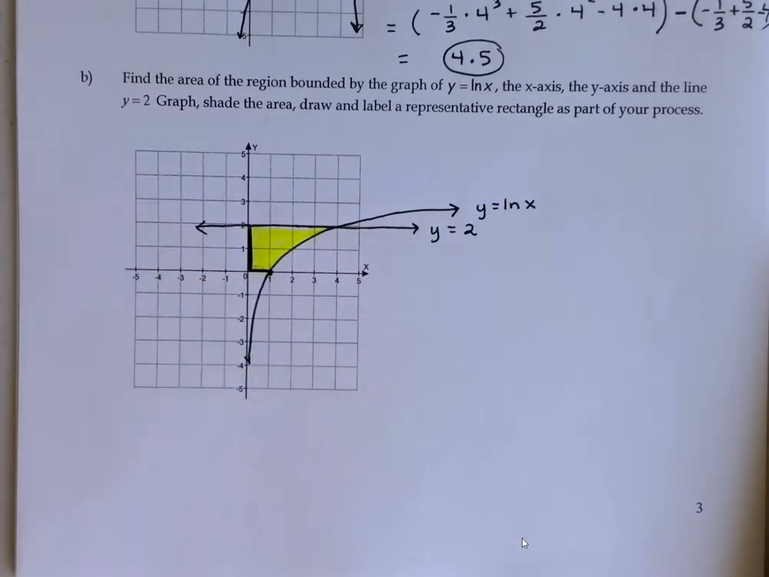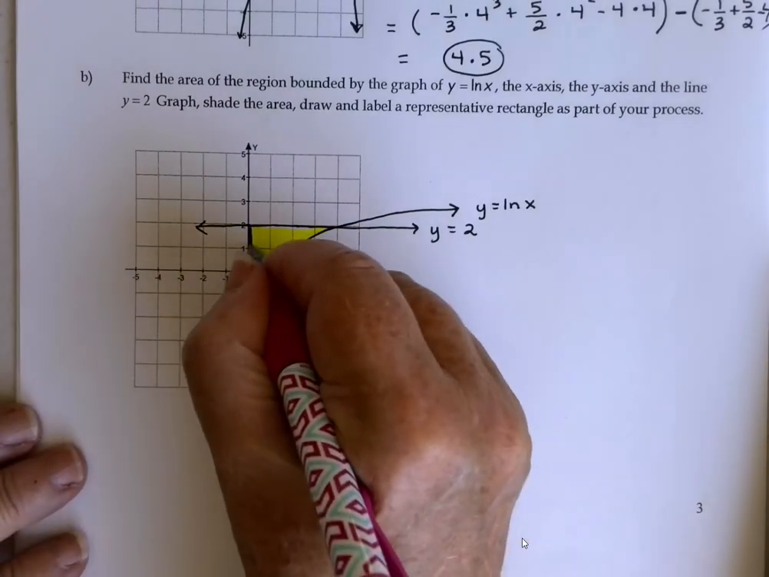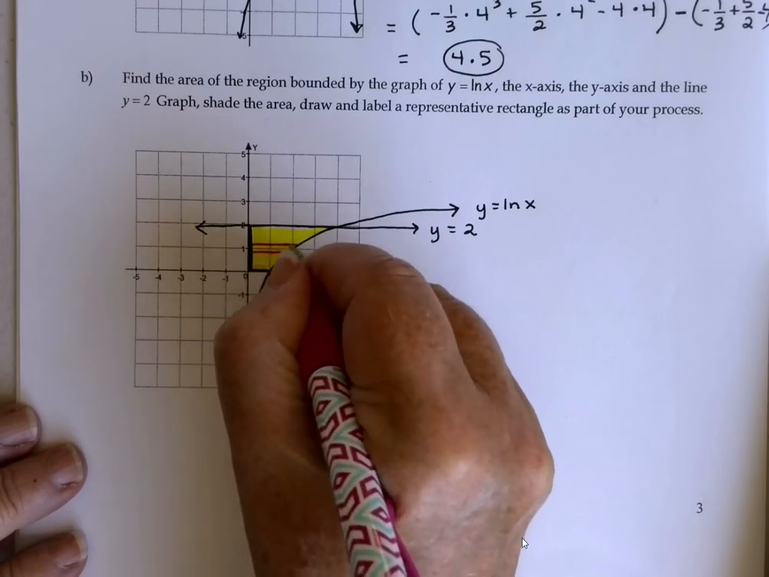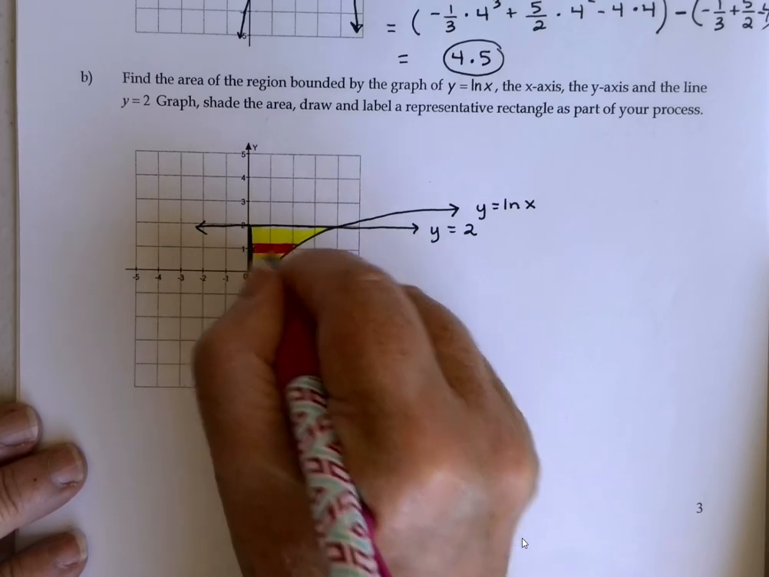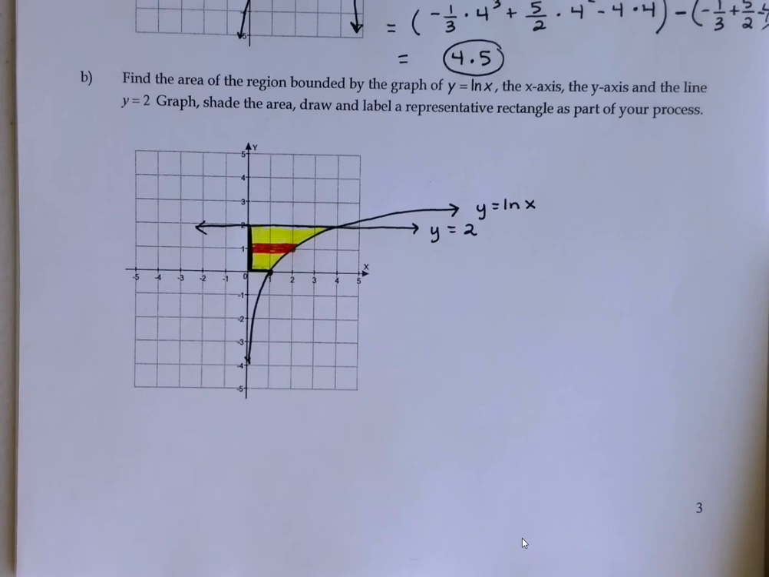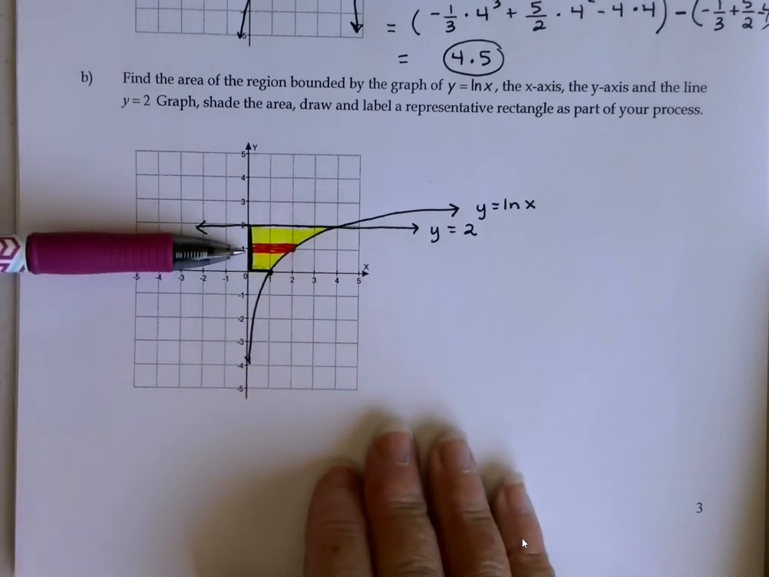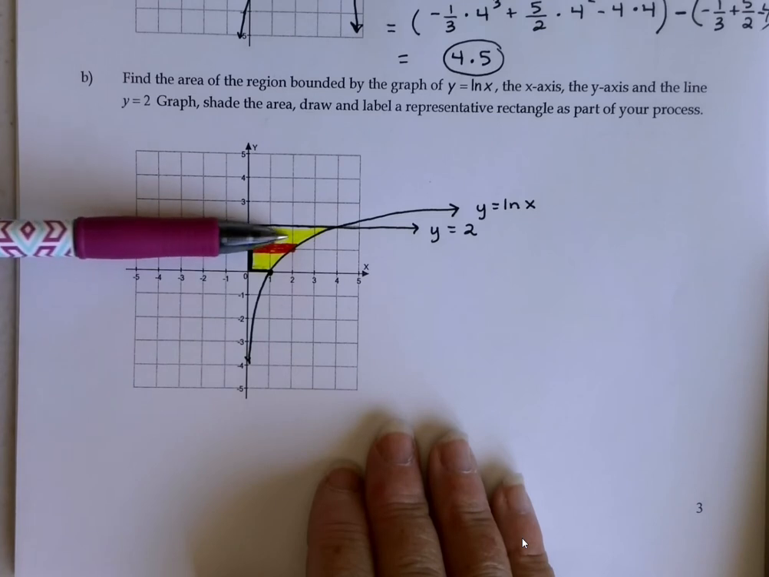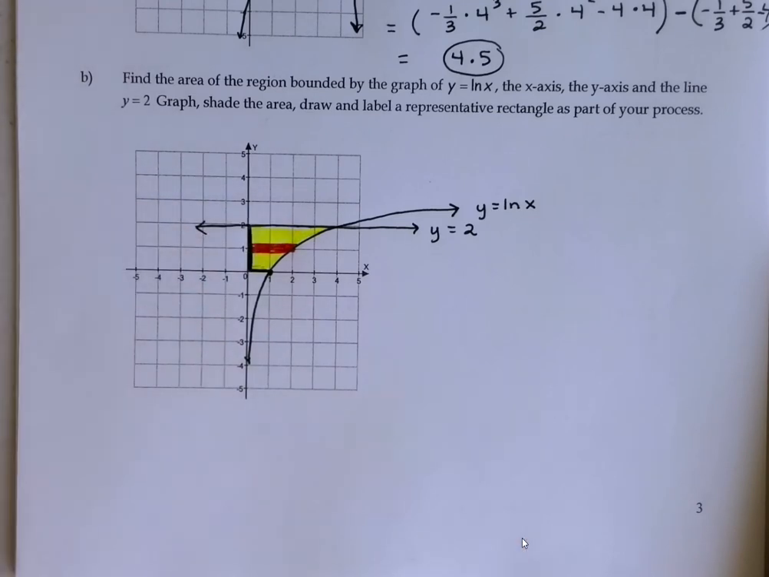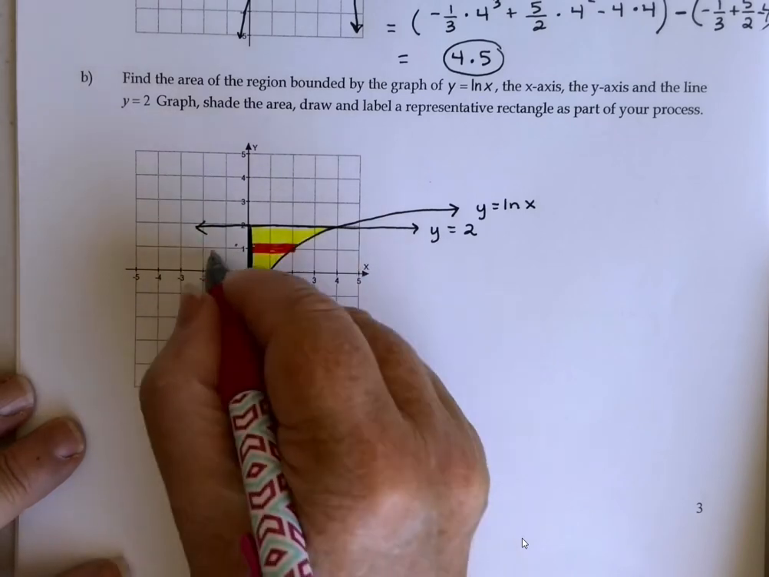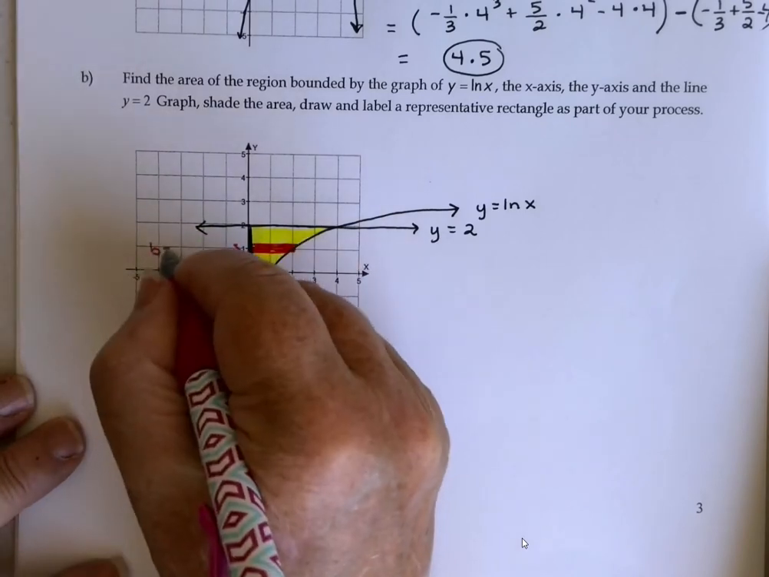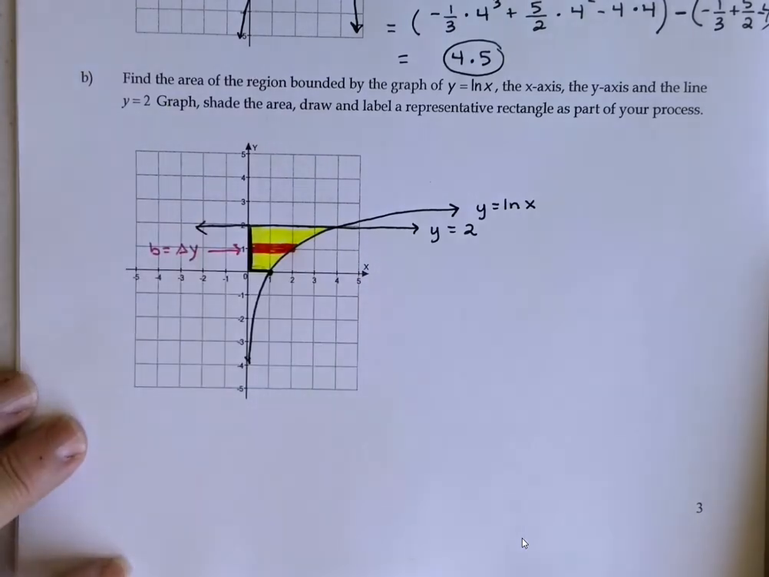So what I'm going to do instead is I'm going to turn my rectangle sideways. I'm going to draw it horizontally. Notice now, no matter where I draw the rectangle, it always starts on the y-axis and ends when we get to the natural log curve. Okay? So that's truly a representative rectangle. This time the base of my rectangle is this little piece of the y-axis. So the base I'm going to call delta y this time.